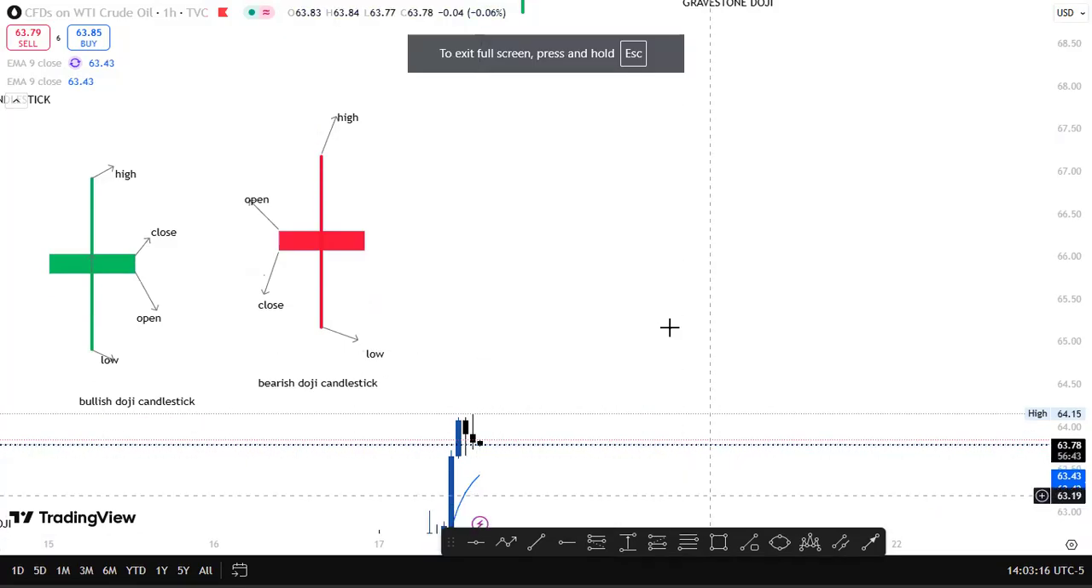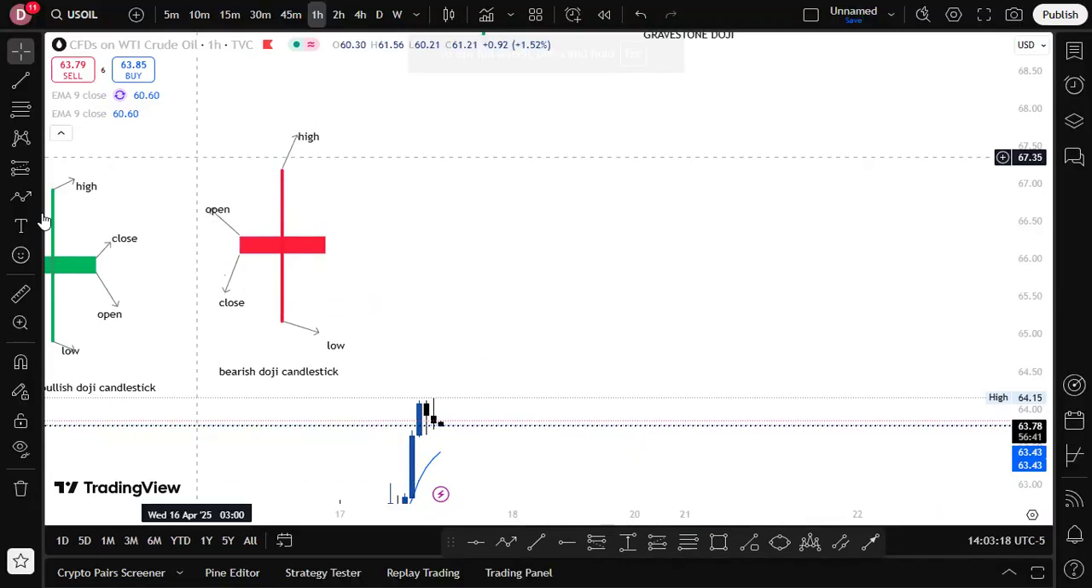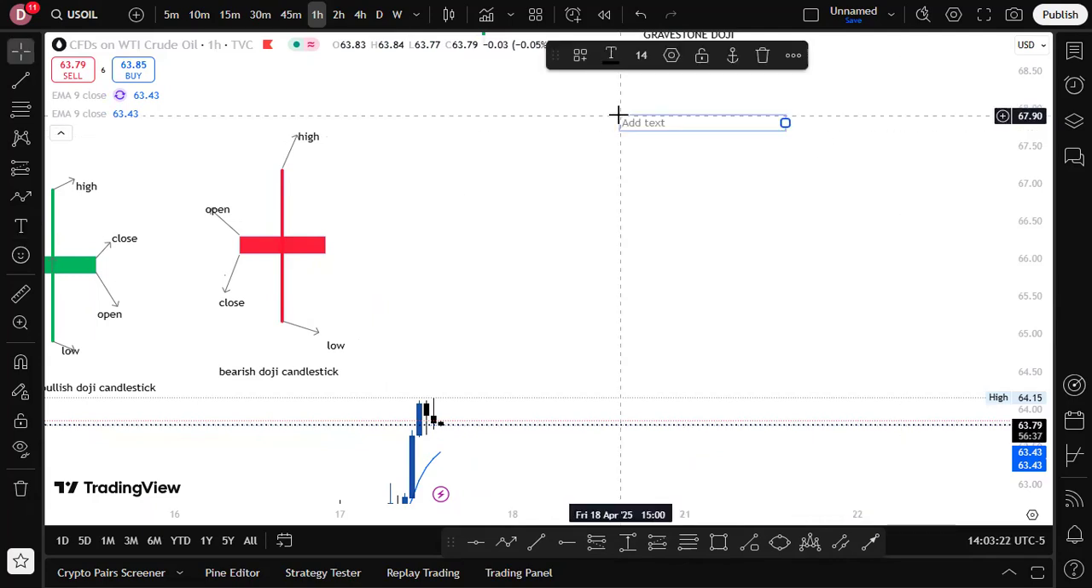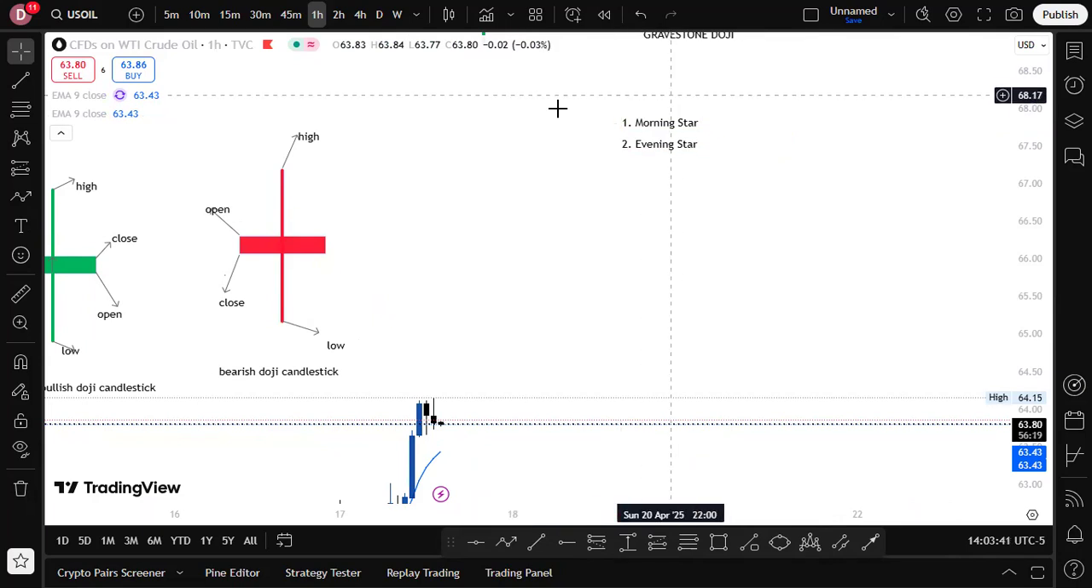So let me just write that down. Today we're talking about two other candlestick patterns. The first one will be the morning star, while the second candlestick pattern will be called the evening star. Let me just put that up here.